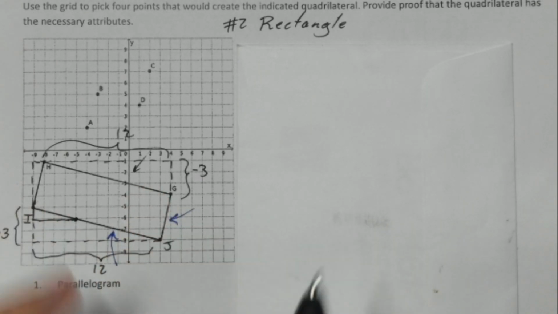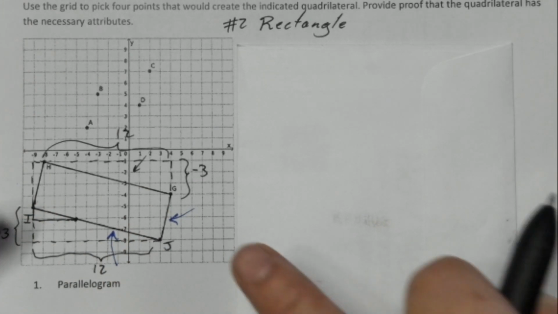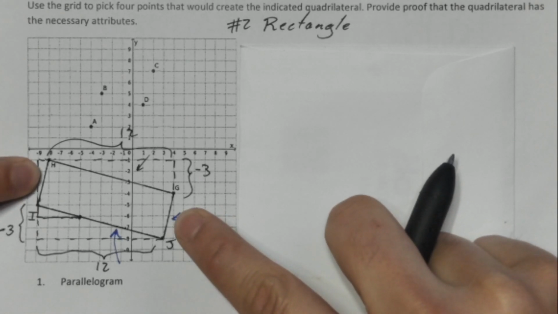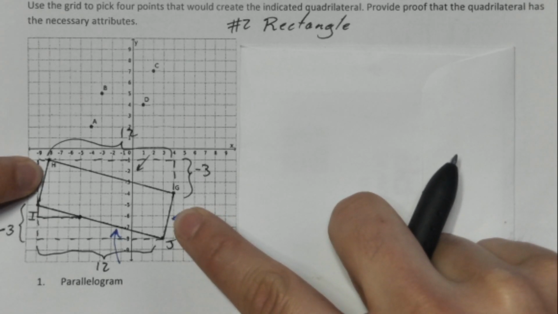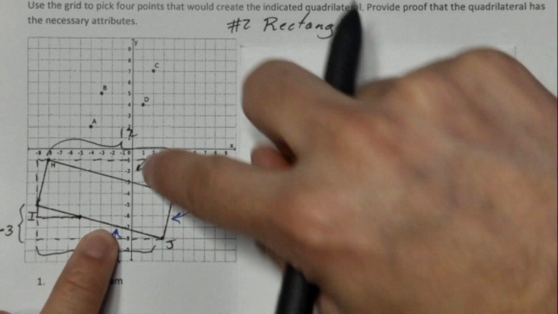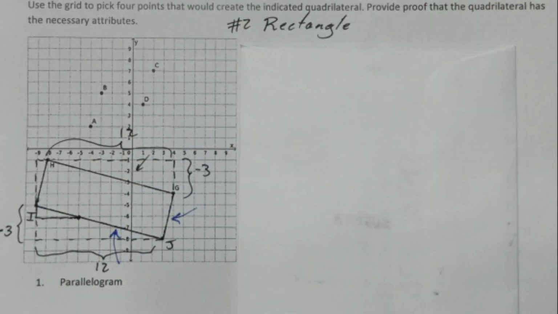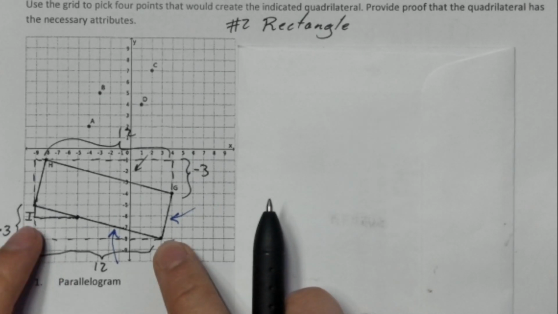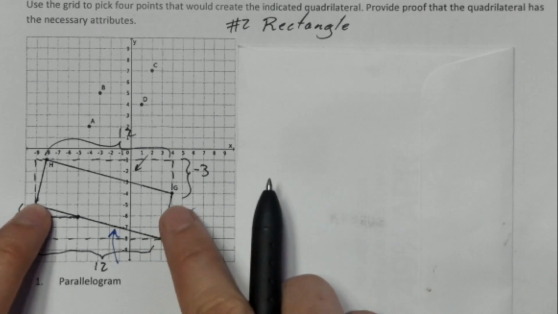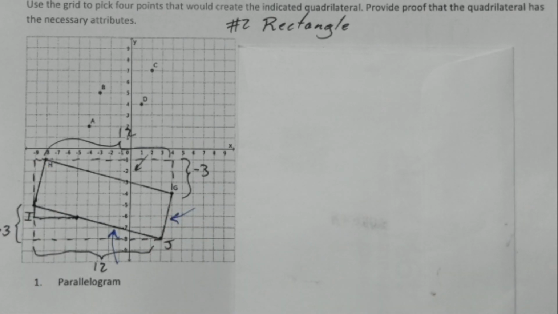In order to prove that the shape is a rectangle, I gotta prove a few things. First of all, I need to prove that the opposite sides, which would be these 2 sides, are the same length, and these 2 opposite sides are also the same length. That's one thing I need to prove. The second thing I need to prove is that all the interior angles, this angle inside and these other angles inside, are right angles.